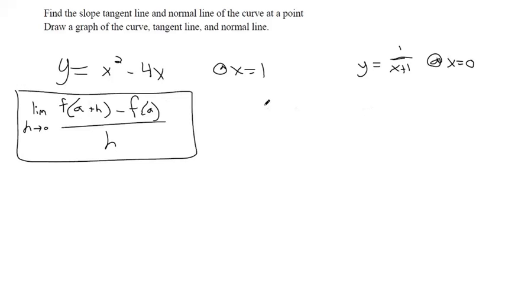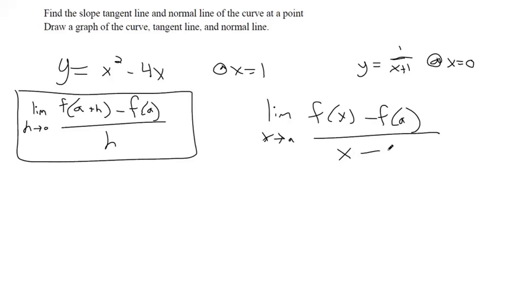But there's another way. You could do it like this: the limit as x approaches a of f of x minus f of a, all over x minus a. These both do the same thing, just with different notation. Because look, x is getting infinitely close to whatever value you're trying to find the slope at. So in this case, x equals 1.